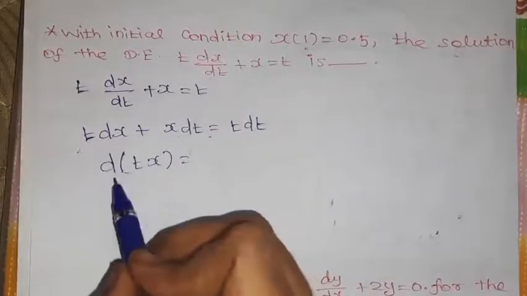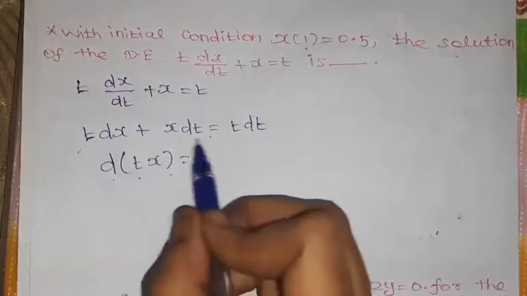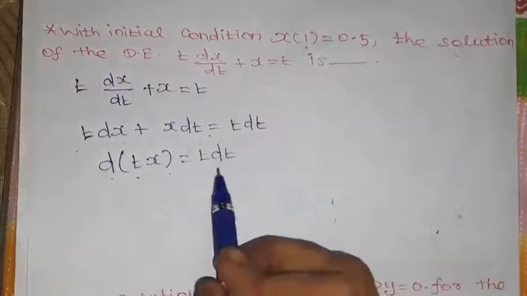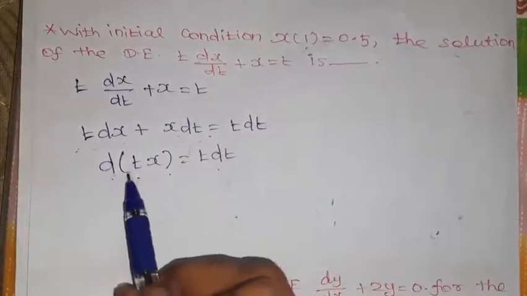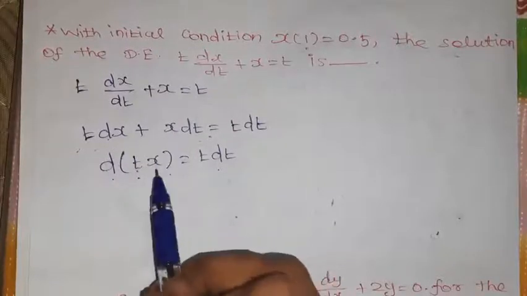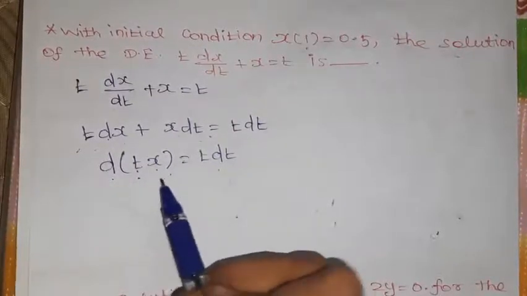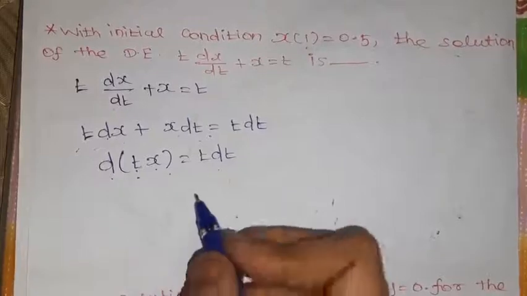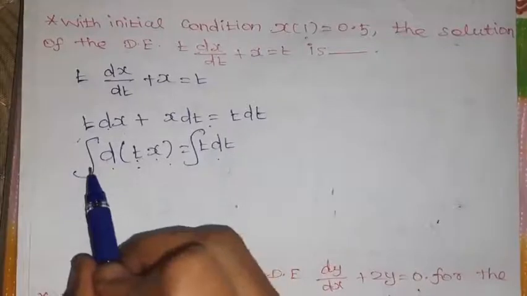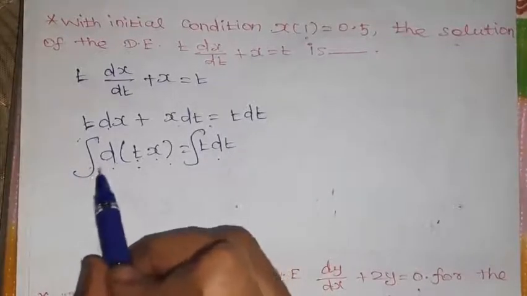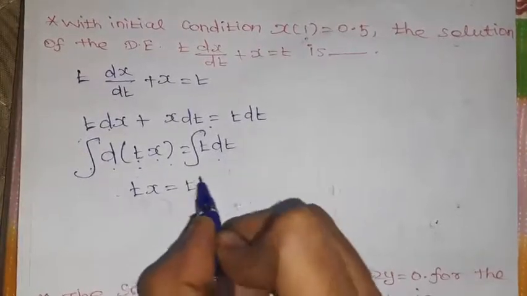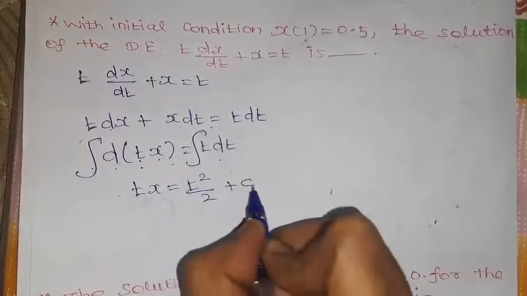This is the form of differentiation of tx, right? t dx plus x dt is nothing but that on the RHS side. Just copy down that: differentiation of uv is nothing but u into dv plus v into du. So it is in the form of differentiation of tx. Now what do we need to do? Integrate on both sides. When we integrate, integration and differentiation get cancelled. So tx equal to, by integrating this, t squared by 2 plus c, right?